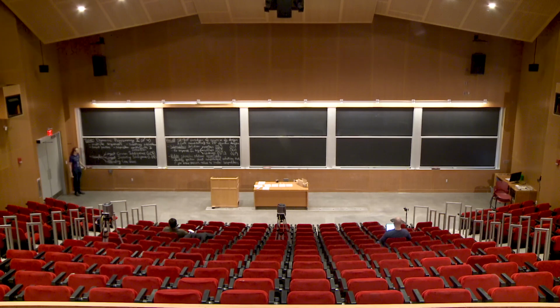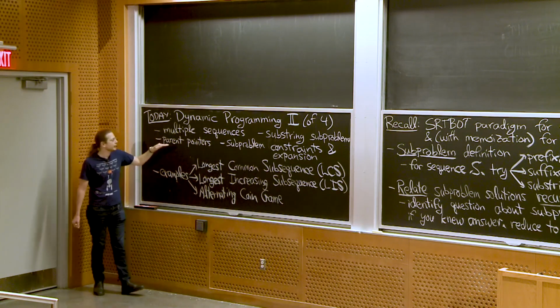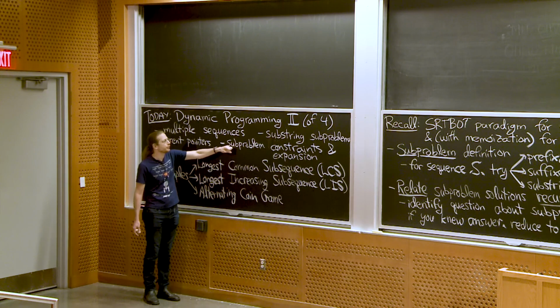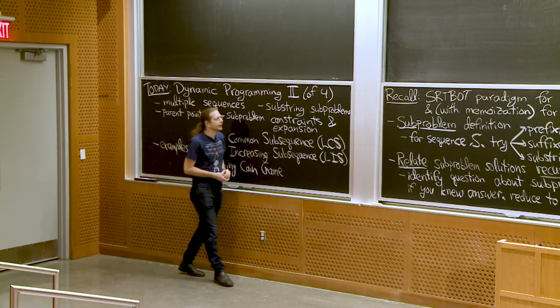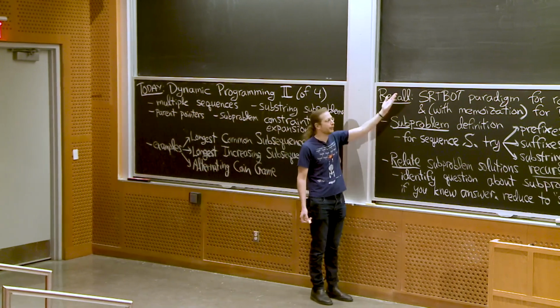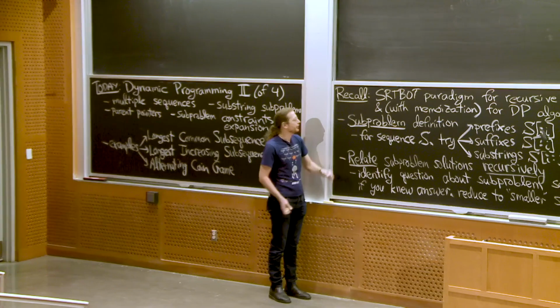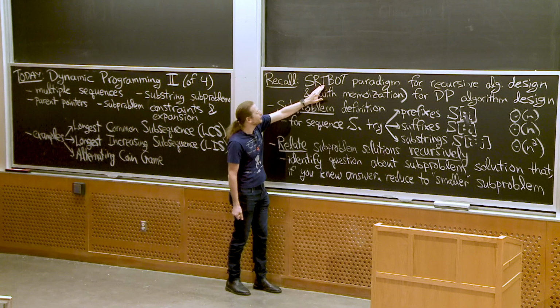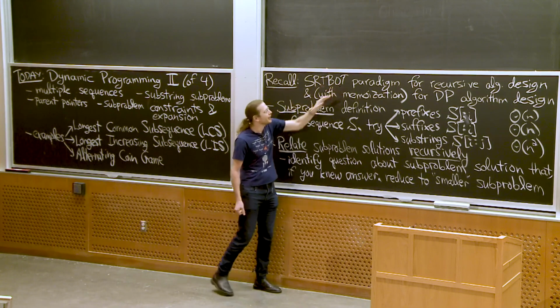Through those examples, we're going to explore a few new ideas, things we haven't seen in action before yet. Dealing with multiple sequences instead of just one, dealing with substrings of sequences instead of prefixes and suffixes, parent pointers so we can recover solutions like in shortest paths, and a big one, which will mostly be fleshed out in the next lecture, is subproblem constraint and expansion. This is all part of the SRT BOT paradigm. Remember subproblems, relations, topological order, base case, original problem, and time.